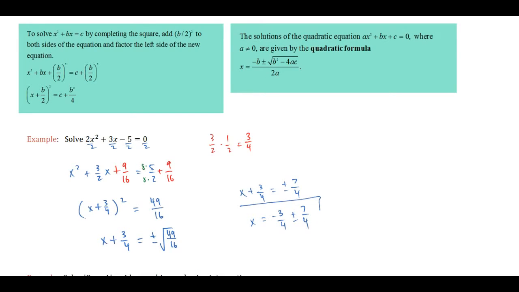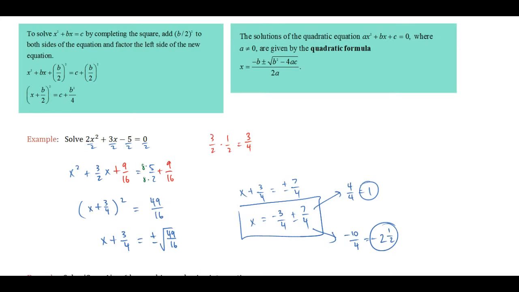And you jump up and down. You have found your answers. In fact, this one's so nice I could actually find the answers. Negative 3 plus 7 is 4 over 4, which is 1. And negative 3 minus 7 is negative 10 over 4, which is what? 2 and 2/4, so negative 2.5. And there are your two answers. Beautiful. You should get the same thing with the quadratic formula. Try it if you like. And there you go.